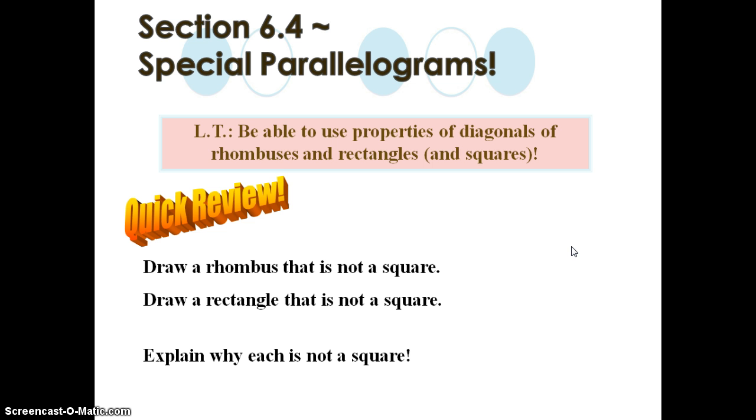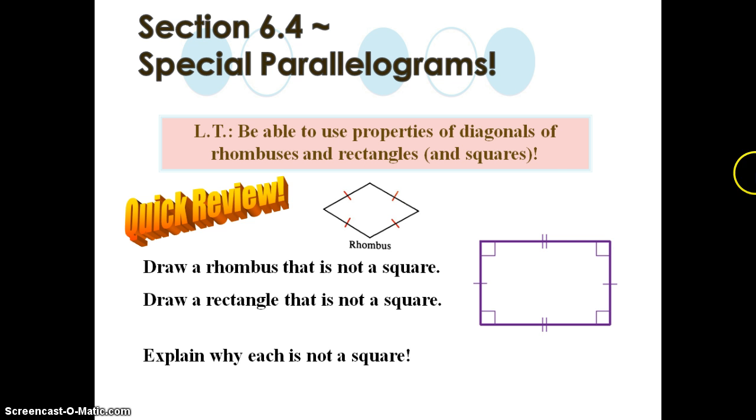First, I want you to draw a rhombus that is not a square. To draw a rhombus that's not a square, you would need to draw just a rhombus, because technically a square is a rhombus. But for a rhombus, what we're looking for is that the angles are not 90 degrees, but that all sides are congruent. Draw a rectangle that is not a square.